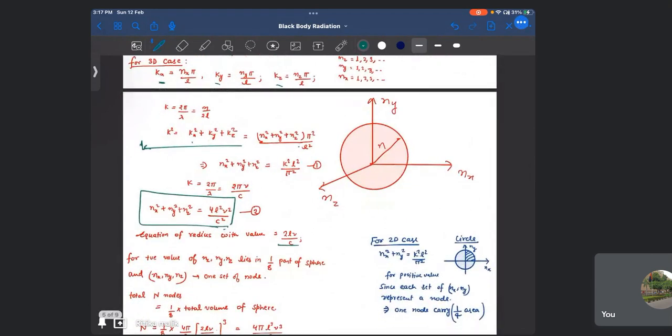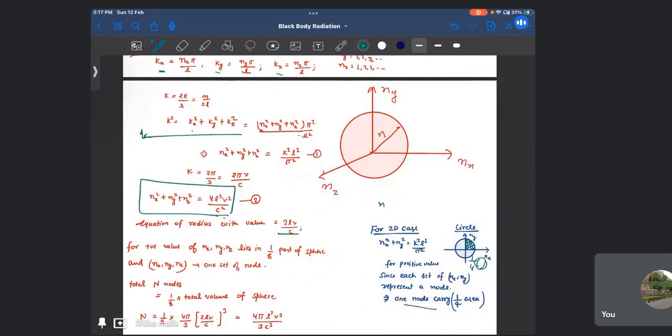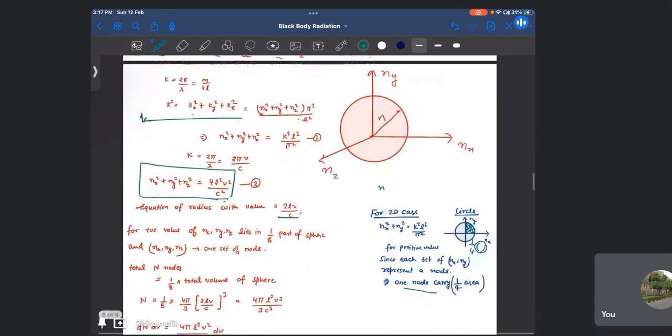Now, if you look at the 2D case, the same problem, we have a circle and we have to calculate how many modes are there within that small area. And we can only take values of n which are positive. So only 1/4 of that area will contain our modes. So the total area will become 1/4 of the area of the circle.